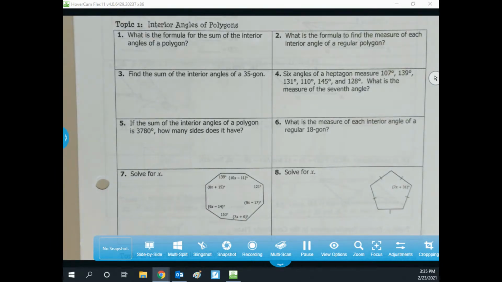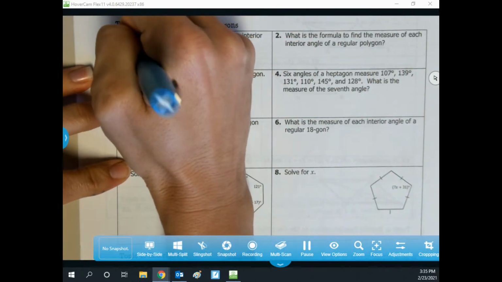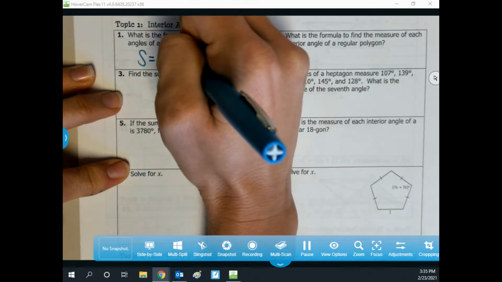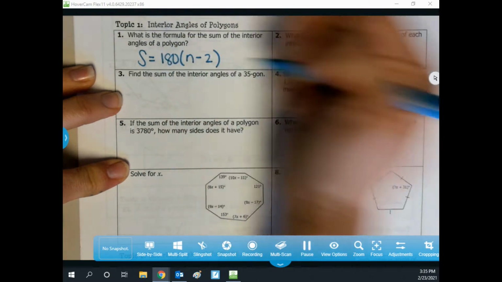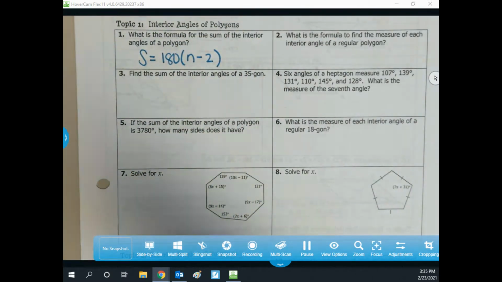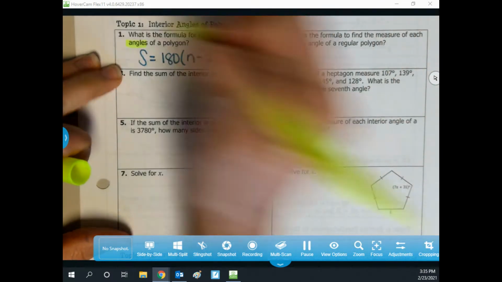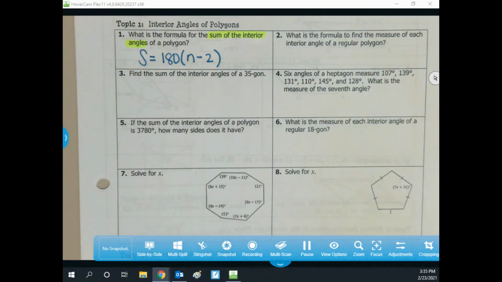So hopefully you chose that the correct formula for the sum of interior angles of a polygon is S equals 180 times the number of sides minus 2. And that is the formula that you use anytime you see the words sum of the interior angles. Sum of the interior angles.